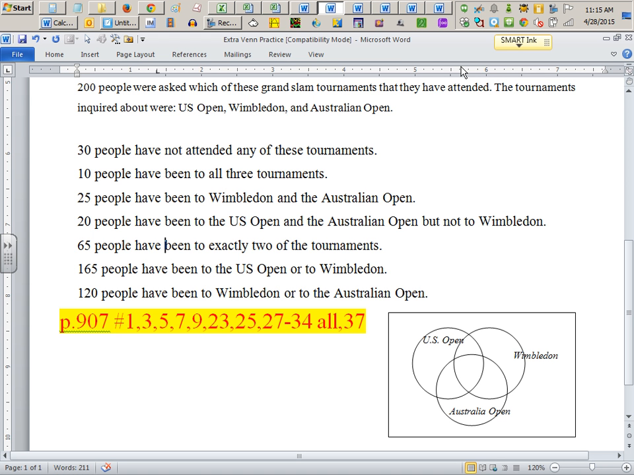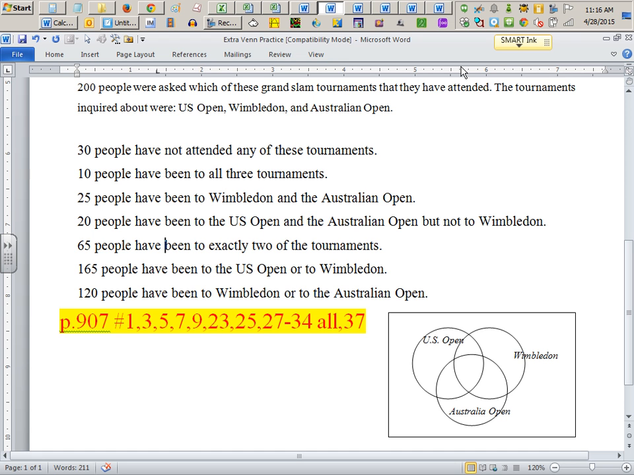This problem says 200 people were asked which of these Grand Slam tournaments they'd attended. The tournaments inquired about were the US Open, Wimbledon, and Australian Open. 30 people had not attended any tournament. 10 had been to all 3. 25 had been to Wimbledon and the Australian Open. 20 people had been to the US Open and Australian Open, but not to Wimbledon. 65 had been to exactly 2 tournaments. By the way, that means no more than 2, no less than 2. And 165 people had been to the US Open or to Wimbledon. 120 people had been to Wimbledon or to Australian Open.